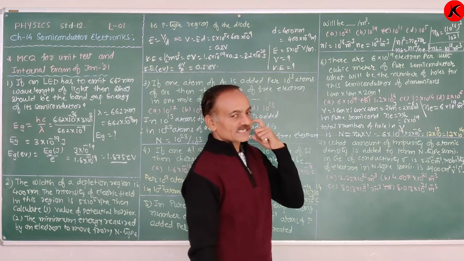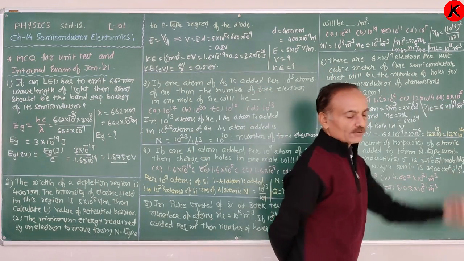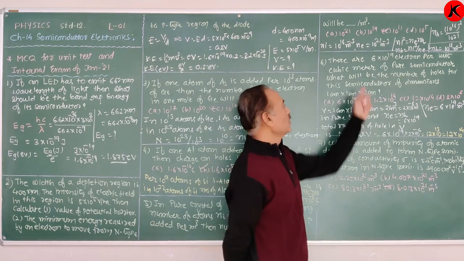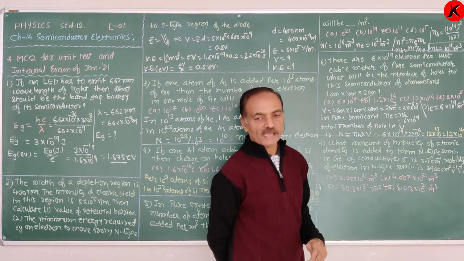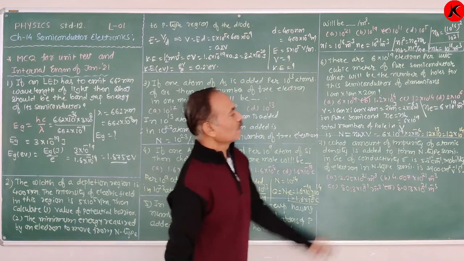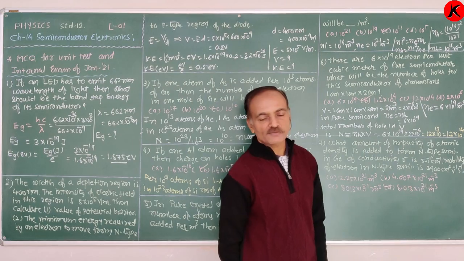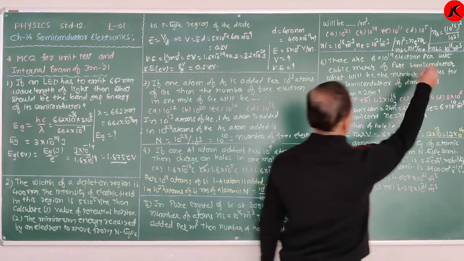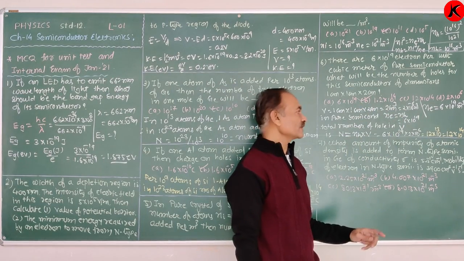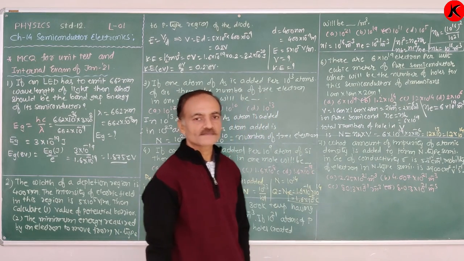Again, here there are 6 into 10 is to 19 electrons per unit cubic meter. That means the number density of the electron is given. So what will be the number of holes for this semiconductor of dimension 1 centimeter by 1 centimeter by 2 centimeter? The volume is 2 centimeter cube, converted into meter cube, therefore 2 into 10 is to minus 6 meter cube. Here the pure semiconductor is given. In a pure semiconductor, number of holes and number of electrons are the same. Therefore, Ne is equal to NH is equal to 6 into 10 is to 19.